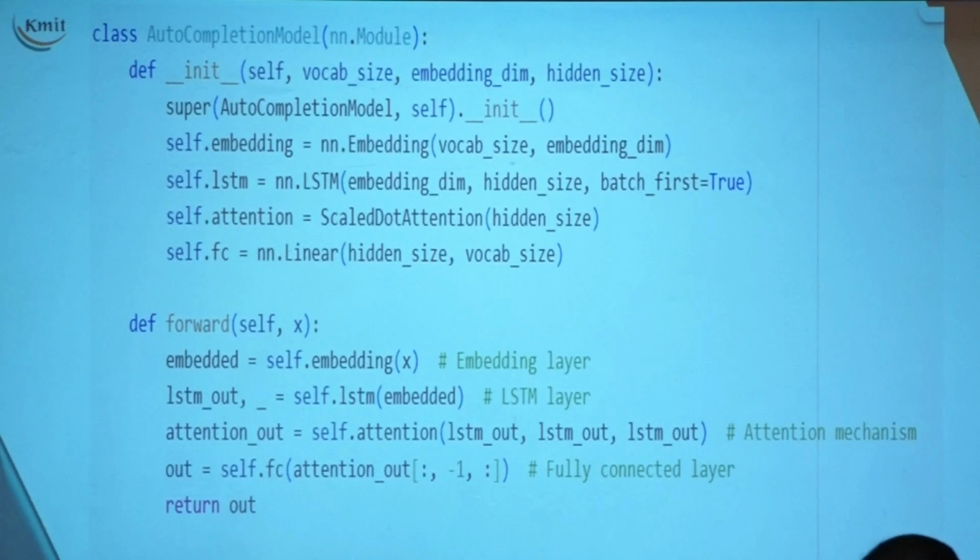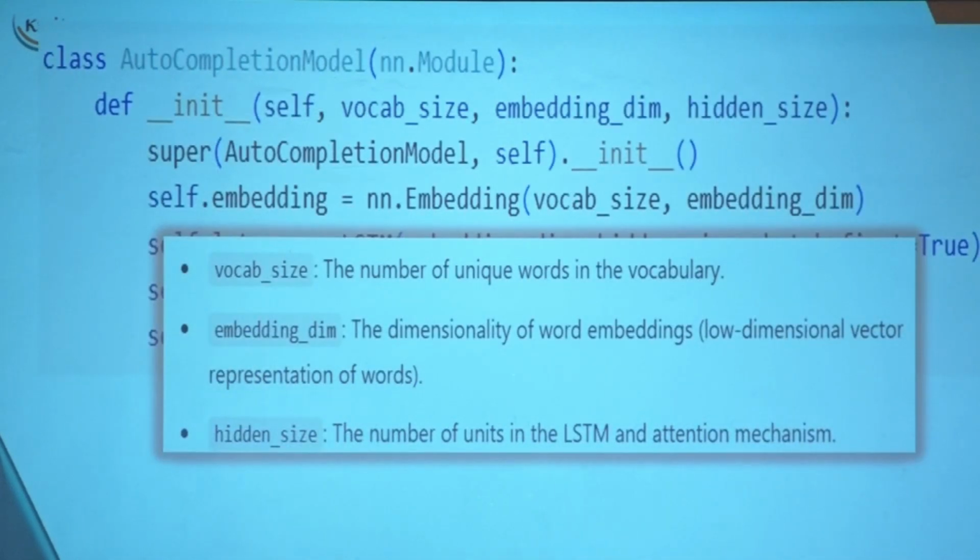Okay, now let's see. I first want to create another class called AutoCompletionModel. This is how the code looks. I'll break it down and explain it to you. In the class AutoCompletionModel, I have an init function for instantiation, and the parameters that I am passing here, can you see how many parameters there are for our model? Basic parameters, self will be there. Then three: vocab size, embedding dimension and hidden size.